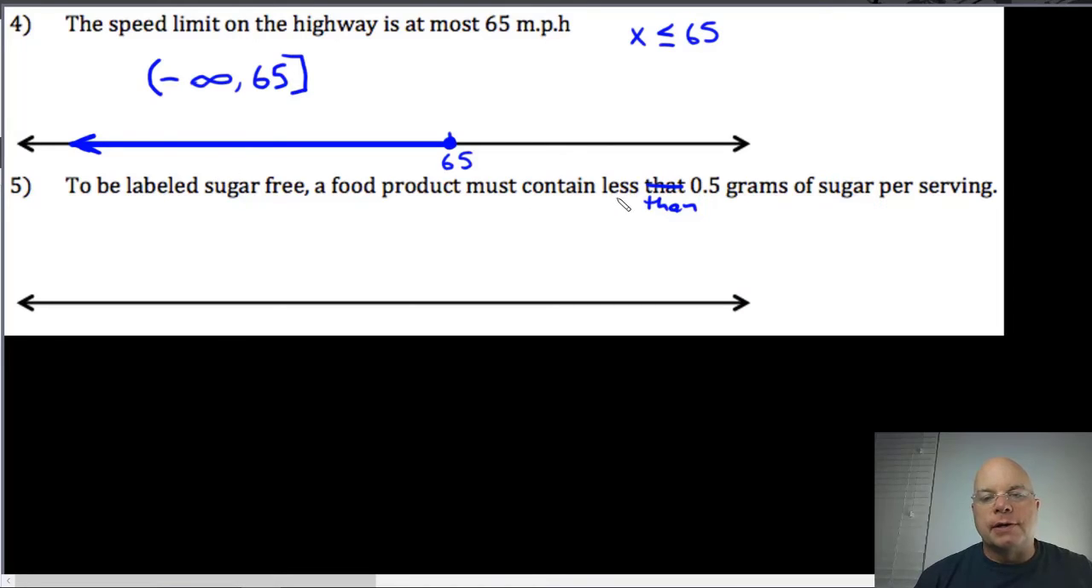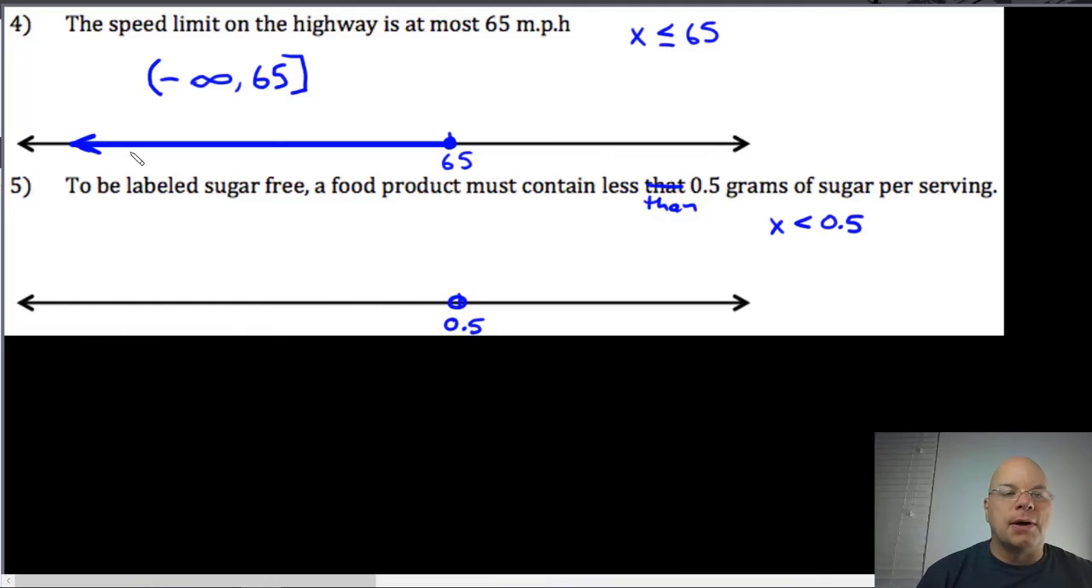Okay, this one is very clearly stated less than 0.5, so x is less than 1/2 or 0.5. It's not equal to, it's not less than or equal to, it's just less than. So we'll show 0.5 on our number line, and then indicate that it's not included with the open circle.